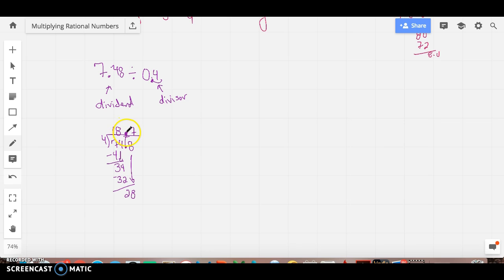Notice the decimal point's there. I'm putting the answer, the quotient, right above the place value to keep everything in line. And my solution is 18 and 7 tenths. And that's all it is to dividing decimals. Make the divisor a whole number by moving the decimal point. Move the decimal point in the dividend the same number of places, and then do your long division process.